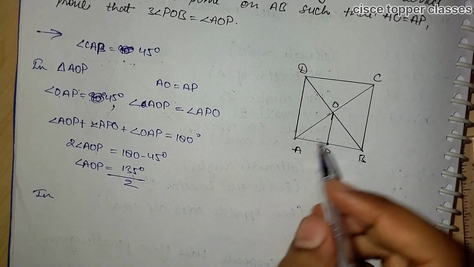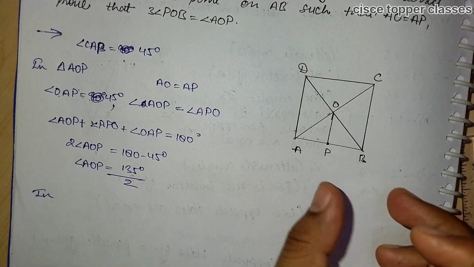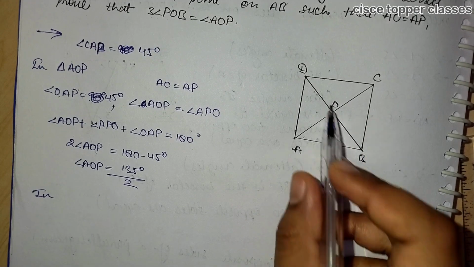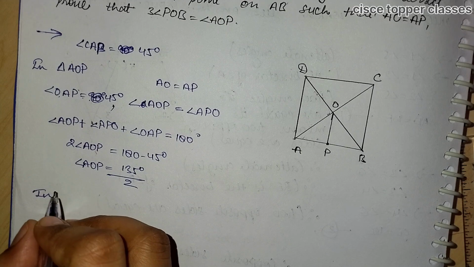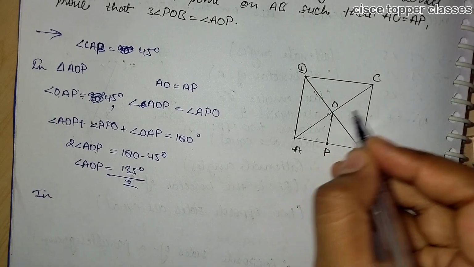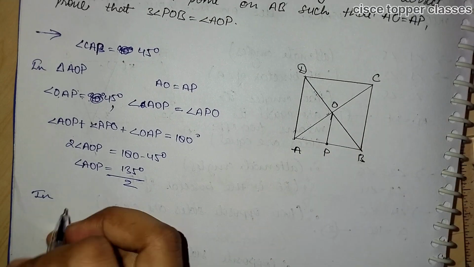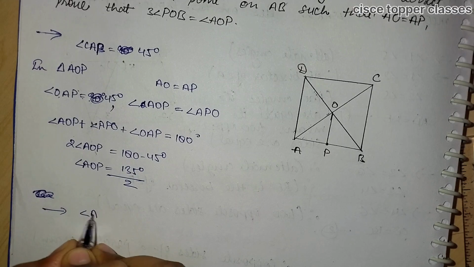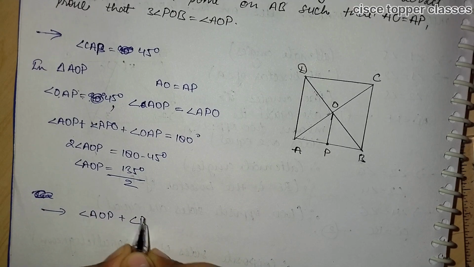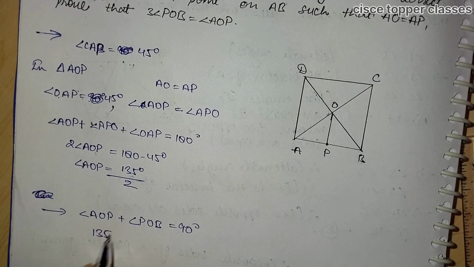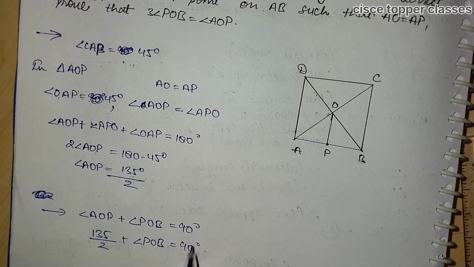Again we will take the triangle here, as the sum of the angles AOP and POB is equal to 90 degree, because the diagonals of a square intersect at right angle. So we can simply write here angle AOP plus angle POB is equal to 90 degree. We will put the value of AOP. This will be 135 degree by 2 plus angle POB equal to 90 degree.